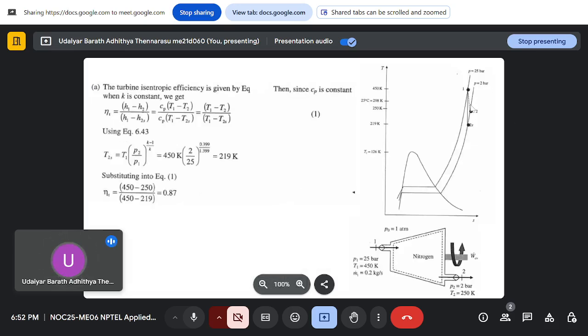Here this is the same between state 1 to 2. So my work done between 1 to 2, and what would have been the reversible work, which I would have got if I go from state 1 to 2. So that's the difference.